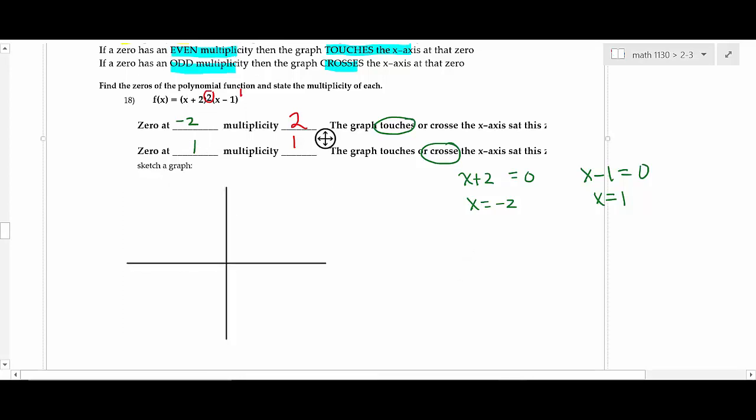Just sketch yourself an xy axis, and then I'll show you how we do this. Okay, so we're going to try to piece this all together. What we'll do is go to where our zeros are. So we have a 0 at negative 2, put a dot there, and then you might put a T for touch. It's going to touch there. Then you have a multiplicity of 1. That's an odd multiplicity, so you're going to cross like that.